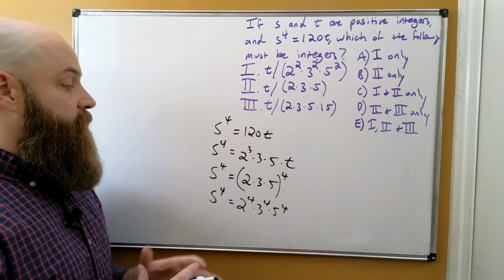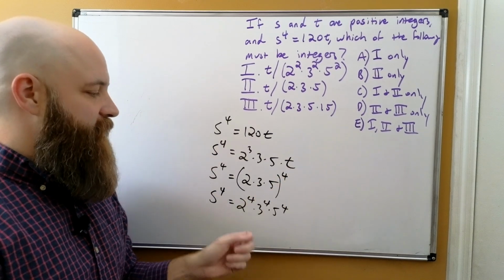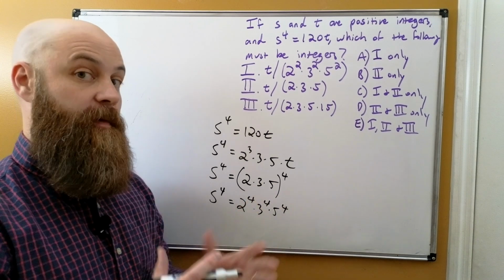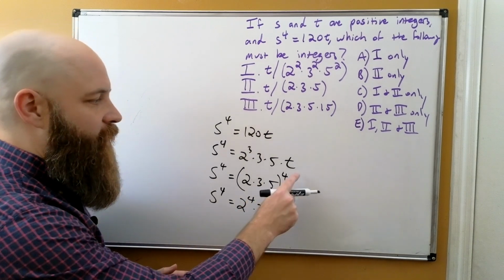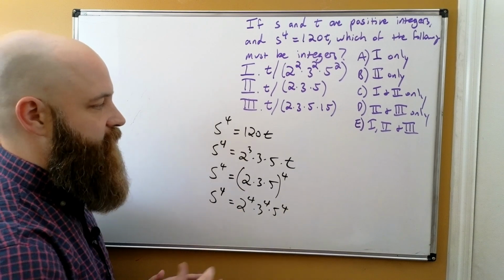I know my smallest possible value of s in a simplified form. So the question is, what value of t will give that? Because that'll give me the smallest possible value of t. Well, what does t need to be so that if I multiply it by 2 to the third, I get a 2 to the fourth?